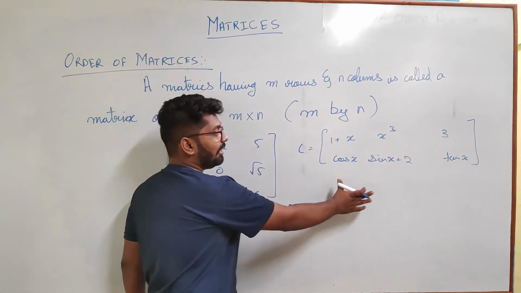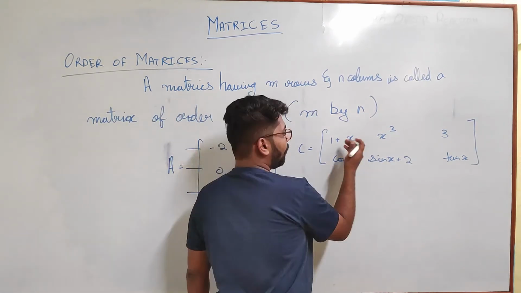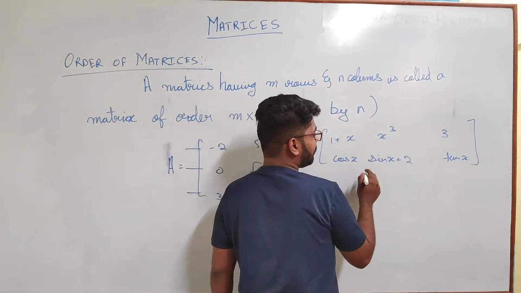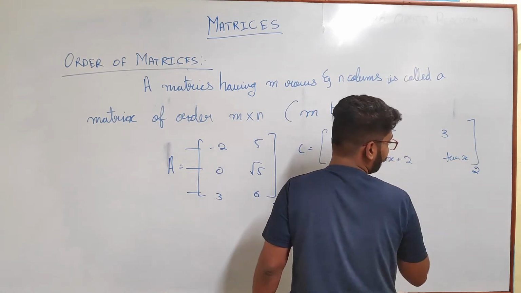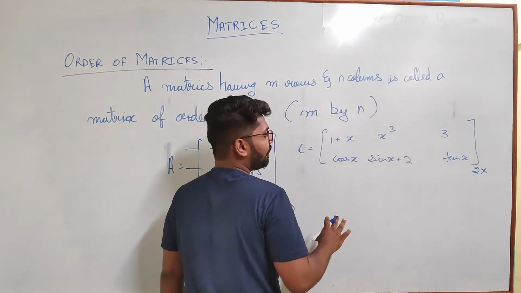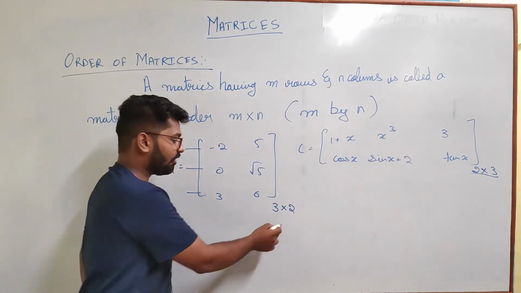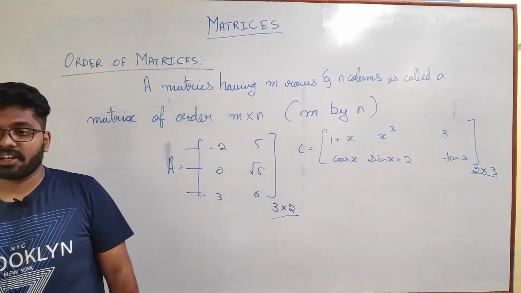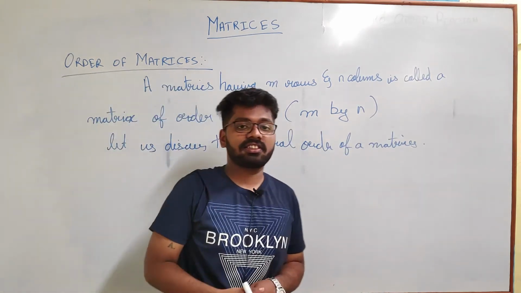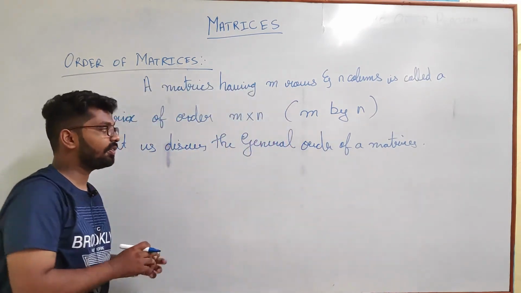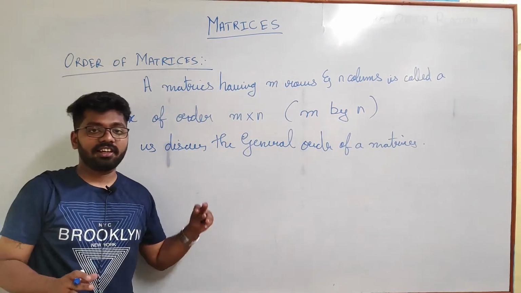Okay, now tell me what is the order of this matrix. How many rows are there first? 2. How many columns are there? 3. So the order of the matrix is 2 by 3. Here the order of the matrix is 3 by 2. Now let us discuss the general pattern, how we find the order of any matrix.